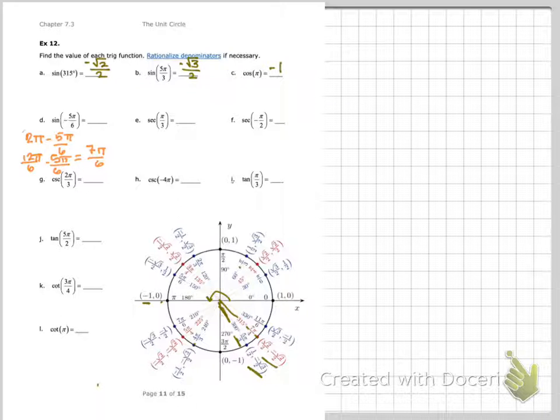7 pi over 6 is right here. We want the sine at 7 pi over 6. Again, that's the y value, which is negative 1/2.